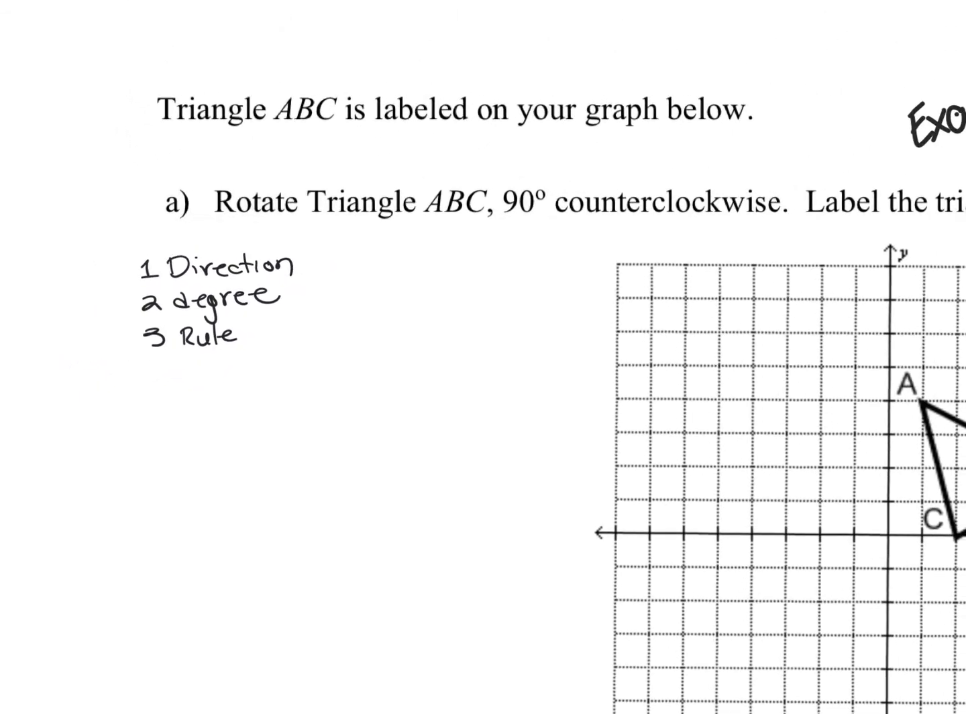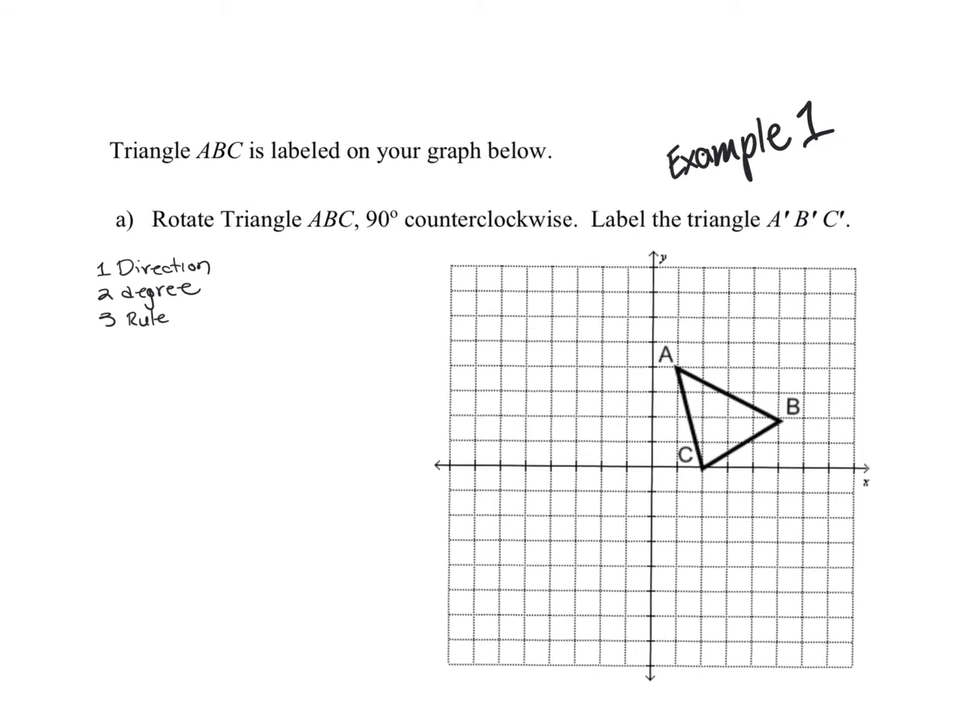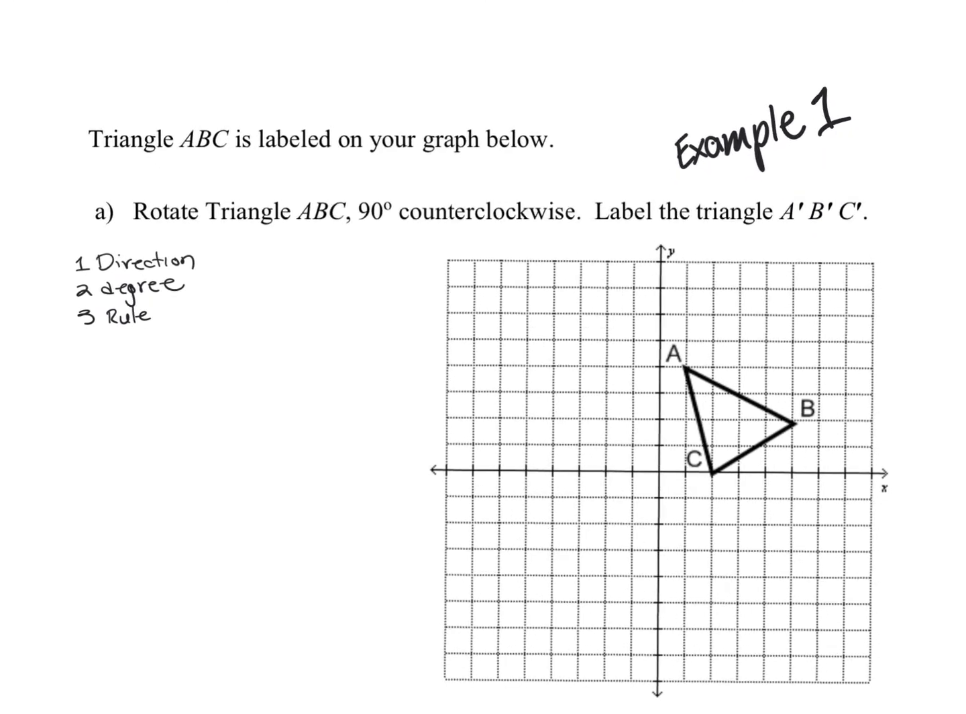So now let's look at this problem. It says triangle ABC is labeled on the graph below. It says rotate the triangle about ABC 90 degrees counterclockwise. Label the triangle A prime, B prime, C prime. So the first thing we had to look for was the direction. And they told us that the direction that we're going to use is counterclockwise.